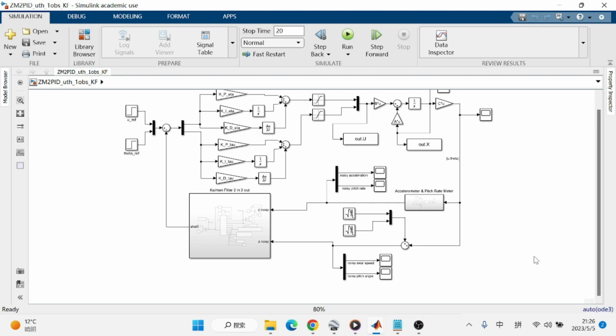Hello everyone. Today I want to show you an example of using a Kalman filter to enhance the performance of a PID controlled multiple-input multiple-output model with simulated noisy sensors. First, let's have a look at our model.